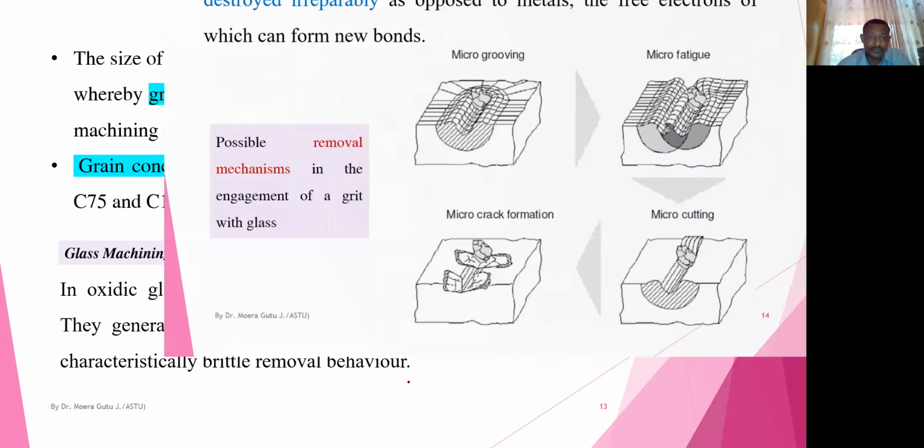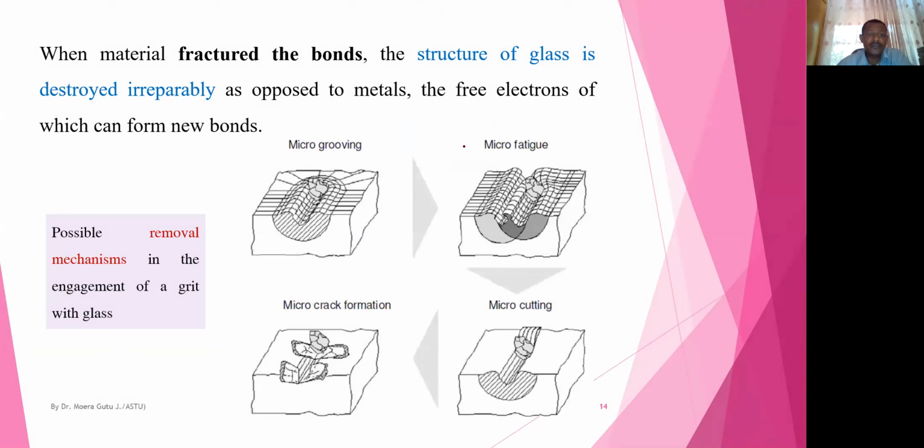When the material fractures, the bonds of the glass, the structure of the glass, are destroyed irreparably. So the structure cannot recover during machining of glasses. So this is very difficult for machining unless we use very scientific methods. This is as opposed to metals, the free electrons of which can form new bonds.